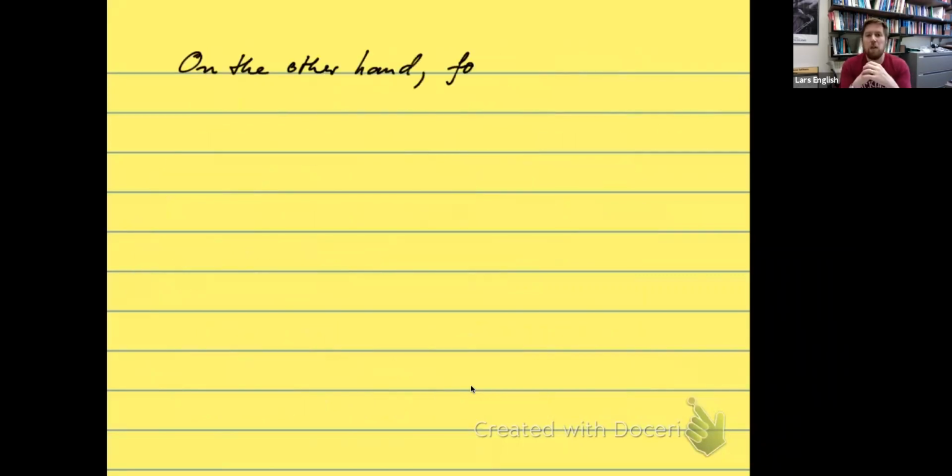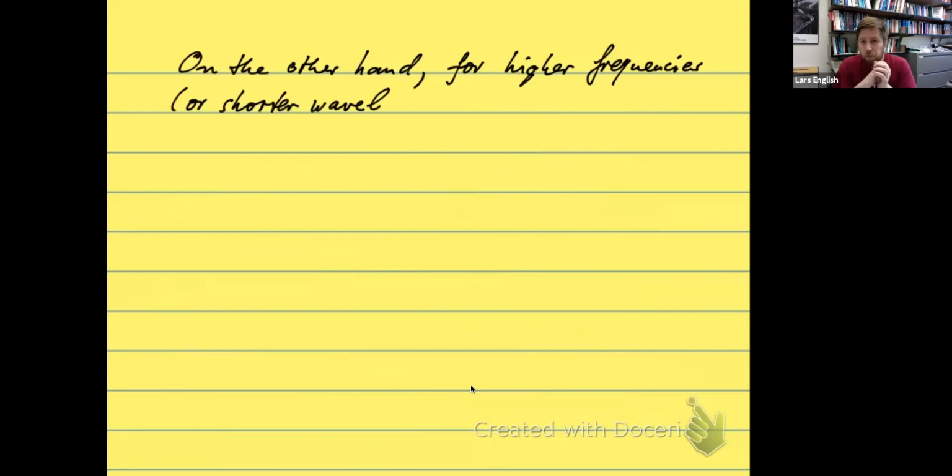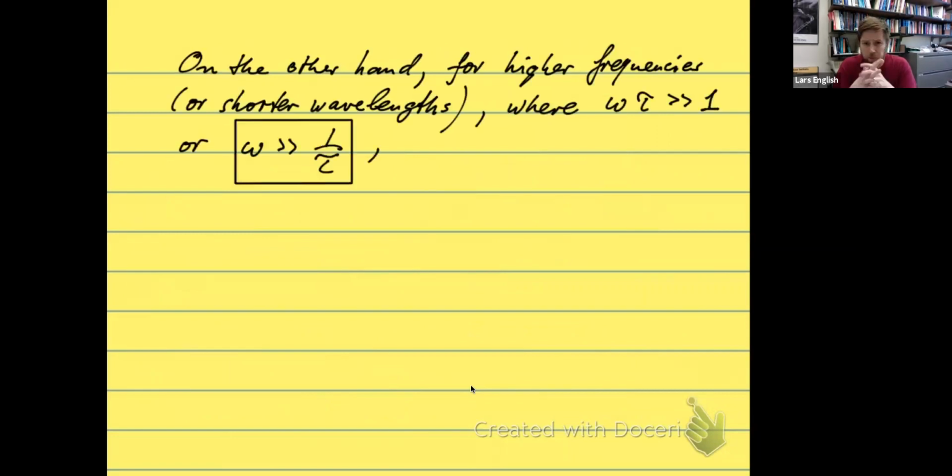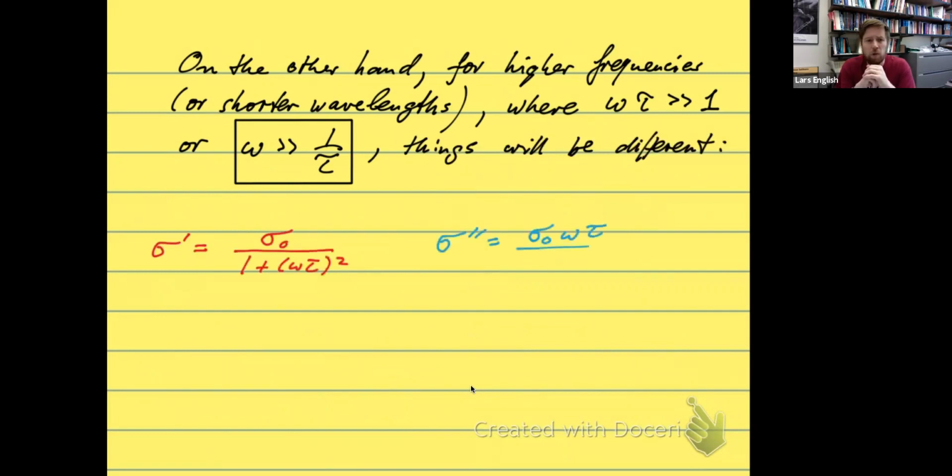Okay. On the other hand, when the frequencies do get higher, and in particular when they get very high, such that omega is much, much larger than 1 over tau, well, then if you look at our formulas again, things will be different. Here are the formulas for sigma prime and sigma double prime. Okay, so now stare at them for a moment and see what would happen in the limit of omega times tau being much larger than 1.